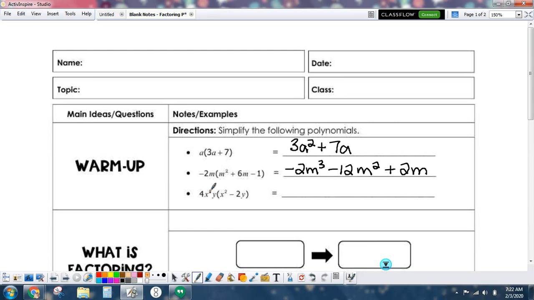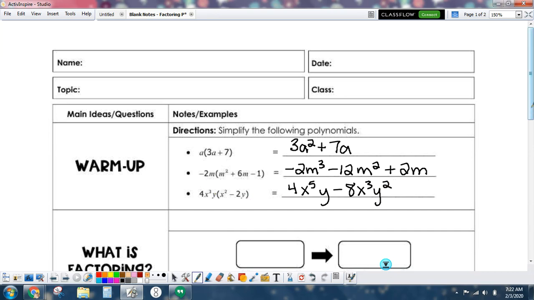And then for the last one, we have 4x to the third y times x squared. So remember, we're just multiplying the x's, and the rest of this will stay the same. So I'm going to have 4, and then we do 3 plus 2 to get 5. And then bring the y. And then take this times the last part. So 4 times a negative 2 is a negative 8. And then x to the third times 1 is x to the third. And then y times y is y squared.